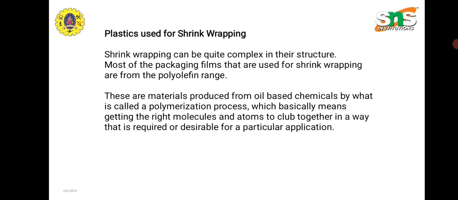Plastic used for shrink wrapping. Shrink wrapping films can be quite complex in their structure. Most of the packaging films that are used for shrink wrapping are from the polyolefin range. These are materials produced from oil-based chemicals by what is called the polymerization process, which basically means getting the right molecules and atoms to club together in a way that is required or desirable for a particular application.